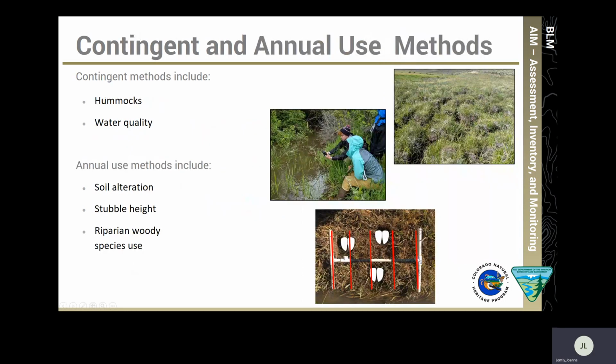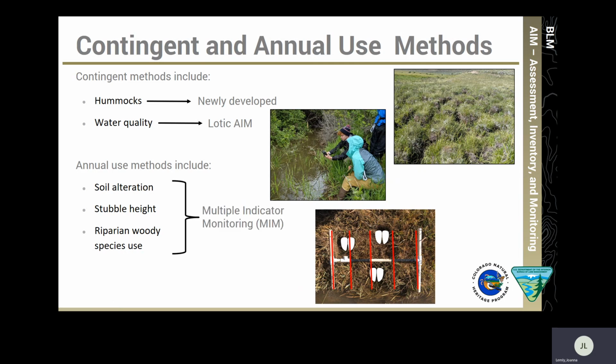Contingent methods in the protocol include hummocks and water quality. The hummock method was newly developed for this protocol, and the water quality method was adapted from Lentic AIM. Annual use methods include soil alteration, stubble height, and riparian woody species use, which were all adapted from the multiple indicator monitoring, or MIM protocol, and older BLM technical references on annual use monitoring.